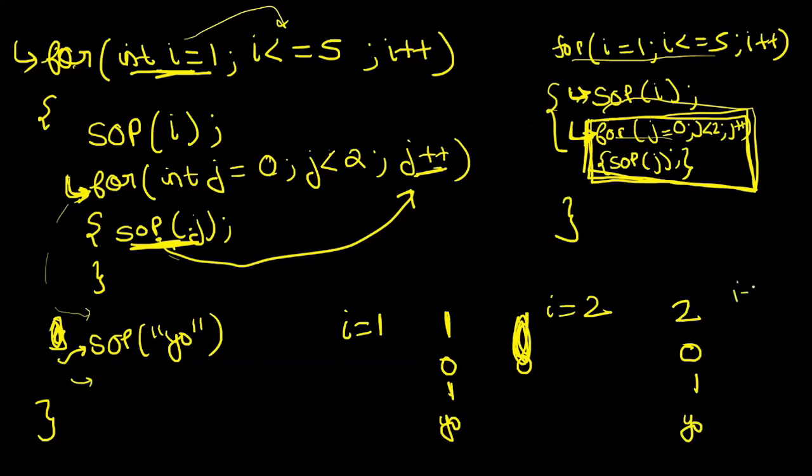So you will first of all print the value of i, that is 3. And then again, this loop will start running, right? So j will take a value 0, then 1. And then you come outside this loop and you print yo. Then what will happen, guys? i will take a value 4.